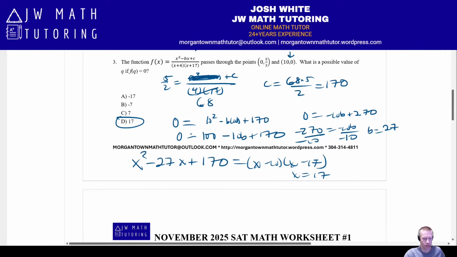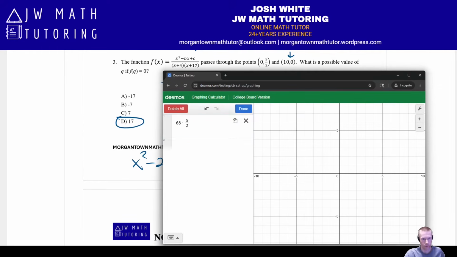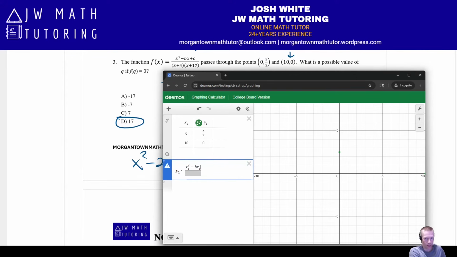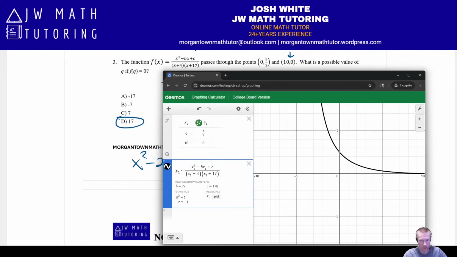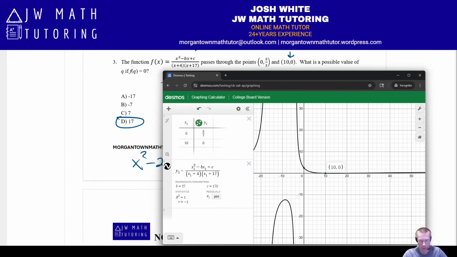Now, let's see how you can do this entire problem in Desmos. So let's delete this. Let's make a table. Let's put our 2 points in the table. Let us do regression of this rational function with the exact form that it's given in. Okay, so notice it gave me the b and c values that I was just solving for. So, okay, this is one x-intercept.